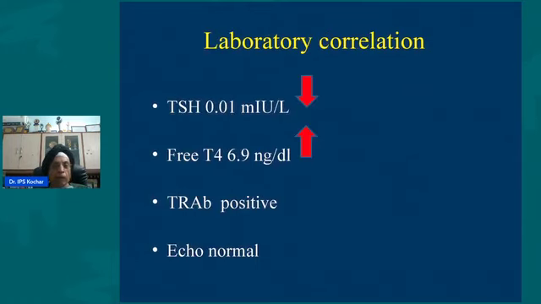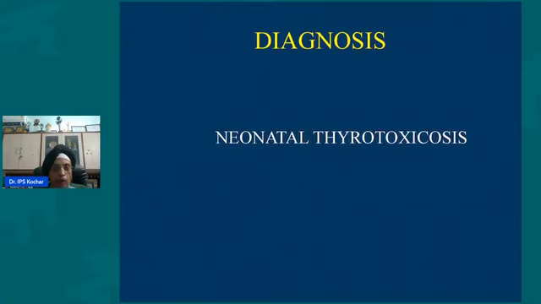Lab evaluation showed TSH less than 0.001, T4 was raised, TSH receptor antibodies were positive, echo was normal. So this showed that this is more likely a case of neonatal thyrotoxicosis. A baby born with tachycardia, a sepsis-like picture, also having a lot of findings in the heart, tachycardia.